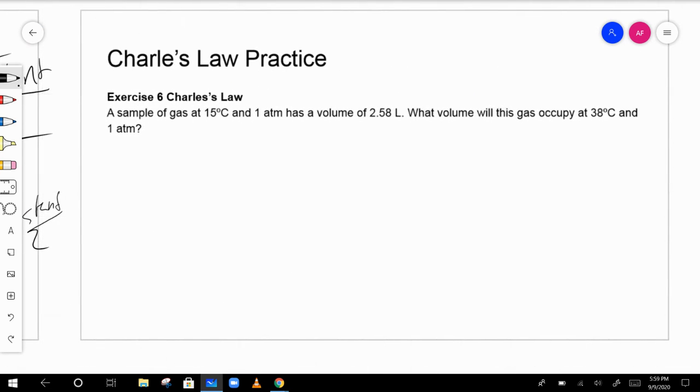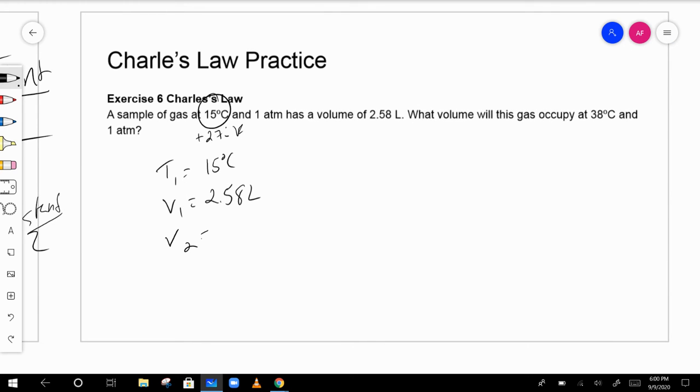Okay, let's look at Charles's law practice. These are pretty simple. A sample of gas at 15 degrees Celsius. We need to convert that to Kelvin, 273 K. Sometimes I like to write out the variables, so temperature 1 is 15 degrees Celsius, and volume 1 is 2.58 liters. We want to know what the new volume will be if the new temperature is 38 degrees Celsius. So again, we must convert to Kelvin. Add 273.